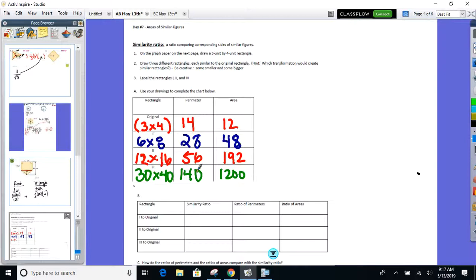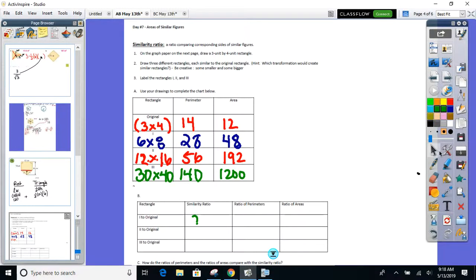That was fun. All right, let's figure out some patterns now. Everyone take your rectangle 1 and the original right now. The first thing I want to know is this similarity ratio, which we'll review again. That's the ratio of two corresponding sides. So if you take rectangle 1 to the original, 6 to 3, 8 to 4, that's a ratio of 2 to 1. So my similarity ratio for rectangle 1 to the original is 2 to 1.